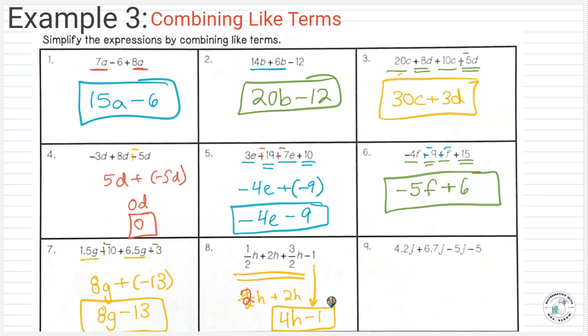All right, and then our last example here, we have 4 and 2/10 j plus 6 and 7/10 j minus 5j minus 5. So these are all of our like terms on this one. The minus 5 is just going to be hanging on the end. So for this one, if we combine the first two terms first, we'll have 4 and 2/10 j plus 6 and 7/10 j. That is going to be 10 and 9/10 j. And then we're going to take away 5 from that, which again, you can think of it as 5.0 to make sure that we're lining things up okay. This is going to end up being 5 and 9/10 j, and then minus 5 on the end.